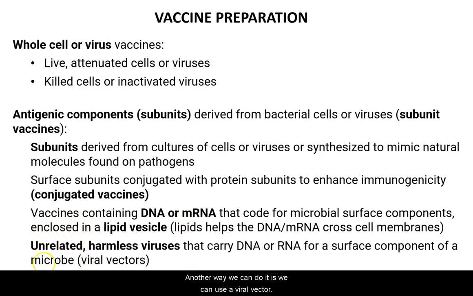Another way we can do it is we can use a viral vector. That is, we take a harmless virus and we have it carry a DNA or an RNA, again, for some sort of antigen from the pathogen, and we infect ourselves with that virus. And so our cells start making that DNA or that RNA, that molecule, that antigen is going to get made and displayed on our body cells, and our immune system is going to respond to it. So that's kind of the logic behind vaccination.